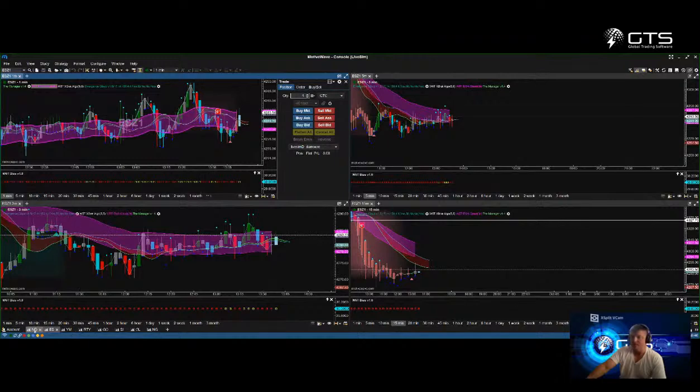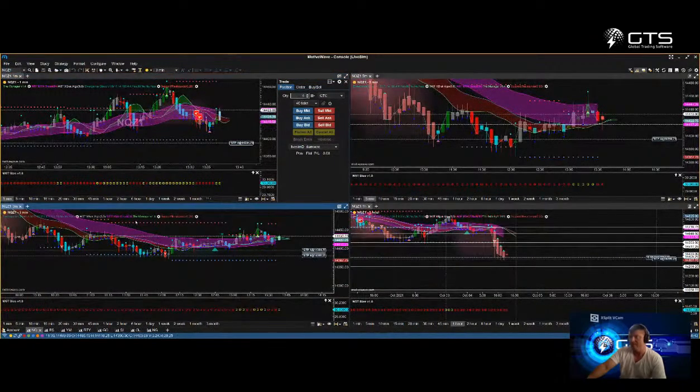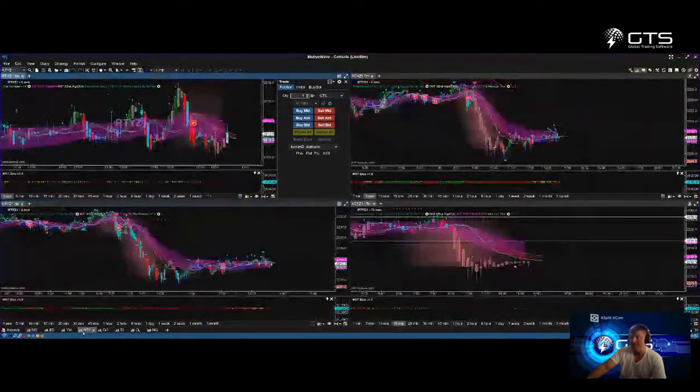Boom. Now see, we're bumping back up into this cloud. Yep. Invalidated the 4 and the 5 star right here. And now we're just kind of waiting on something to happen.